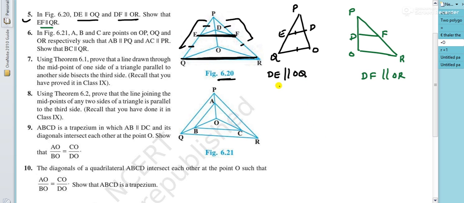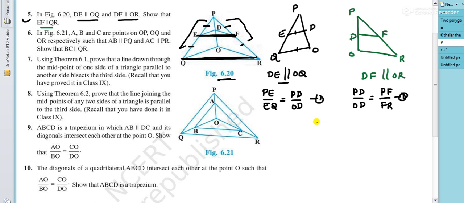So let us use the given data. As per this data, we can write PE by EQ is equal to PD by OD, correct? Similarly, as per this data, we can write PD by OD is equal to PF by FR, correct? So this is 1 and this is 2. So now since 1 and 2 are equal, correct? Why? Because PD by OD, here also PD by OD, both of them are equal to PE by EQ and PF by FR. Now see, that's what we needed, right? PE by EQ is equal to PF by FR.